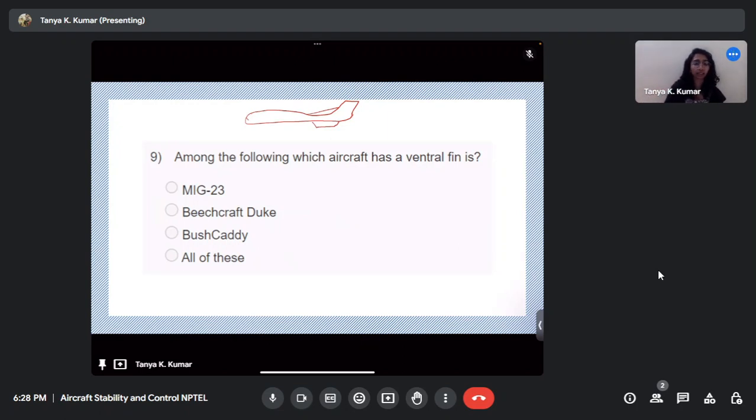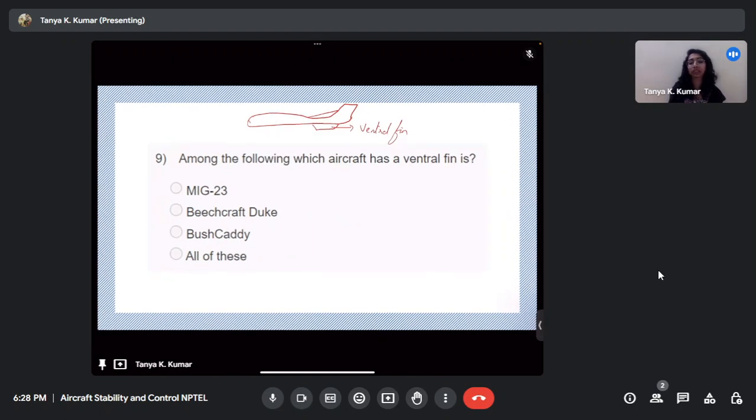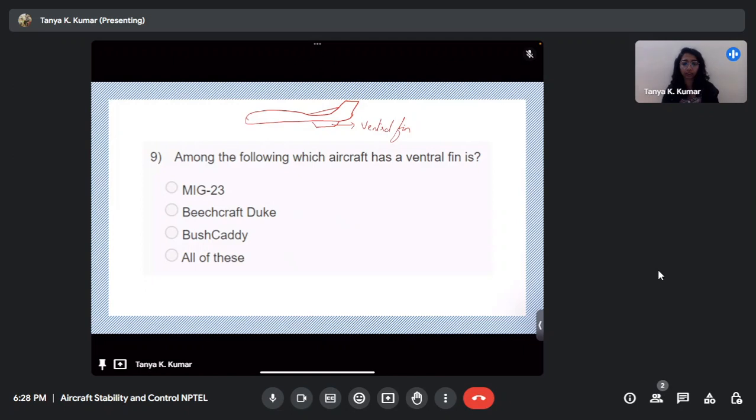Both are streamlined bodies and both have these fins. So yeah, just Google these aircrafts and see which of them have this ventral fin. This is ventral fin. Okay, so that is the ventral fin. Just Google these, look at the images and tell me which ones have ventral fin. Just take a couple of minutes.